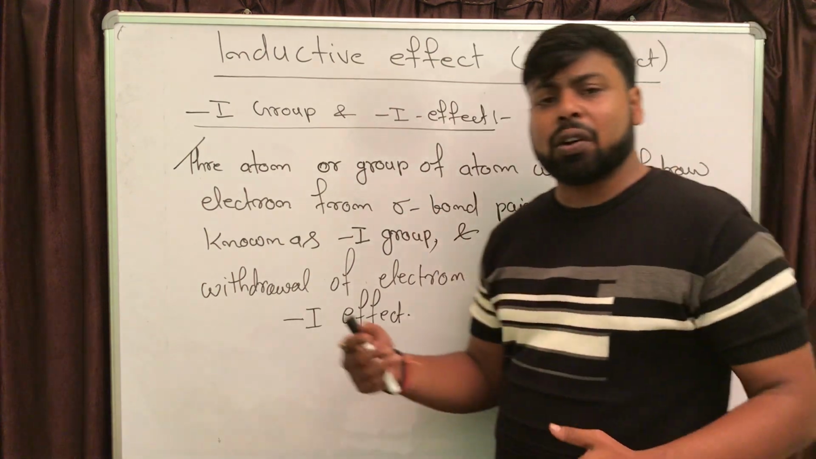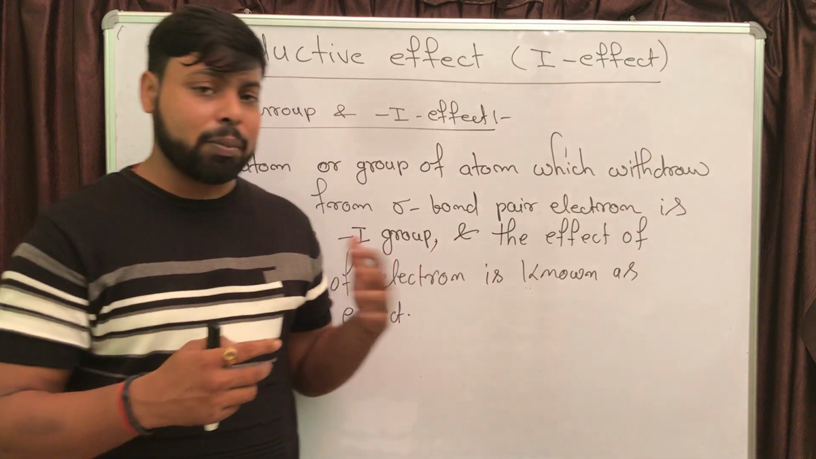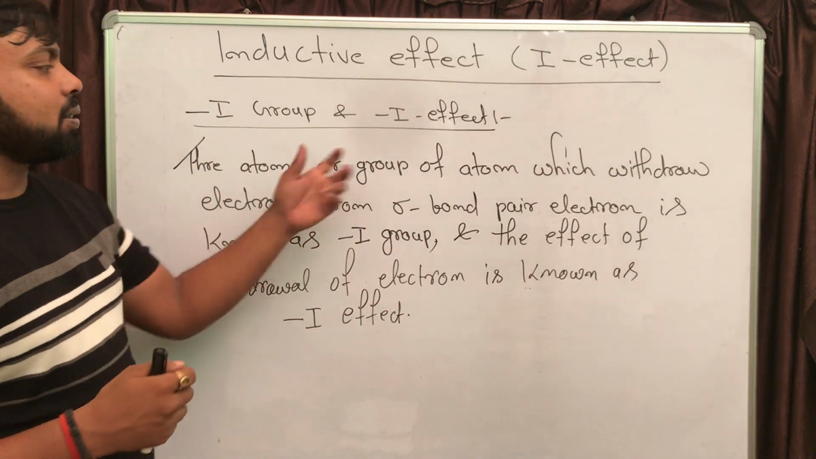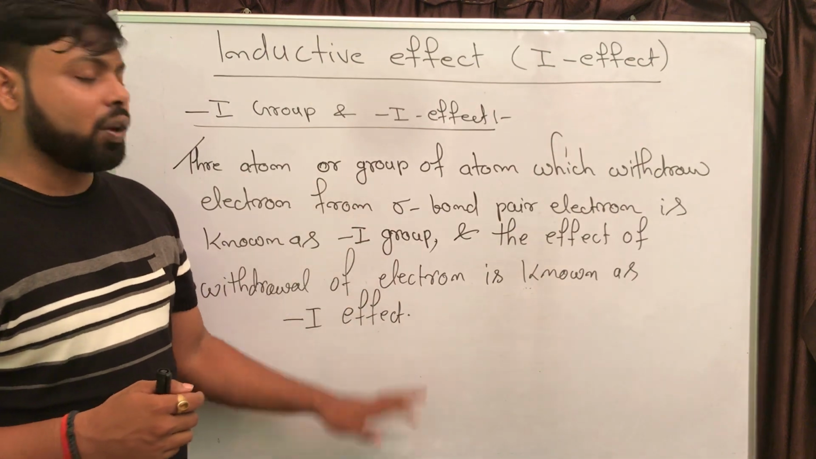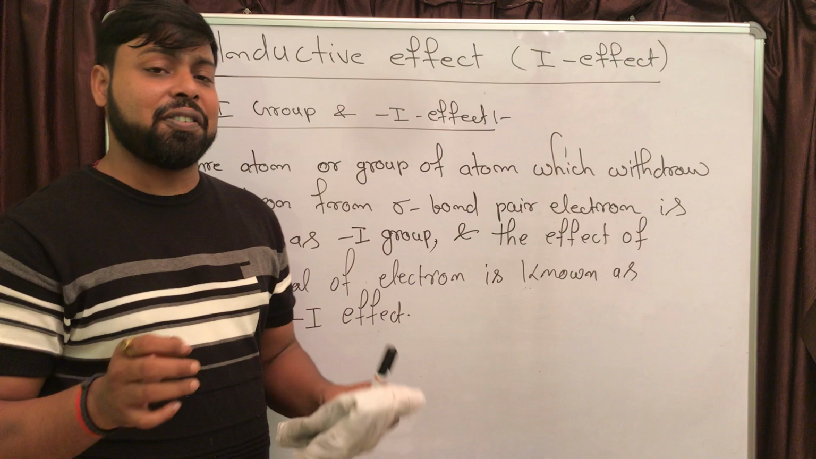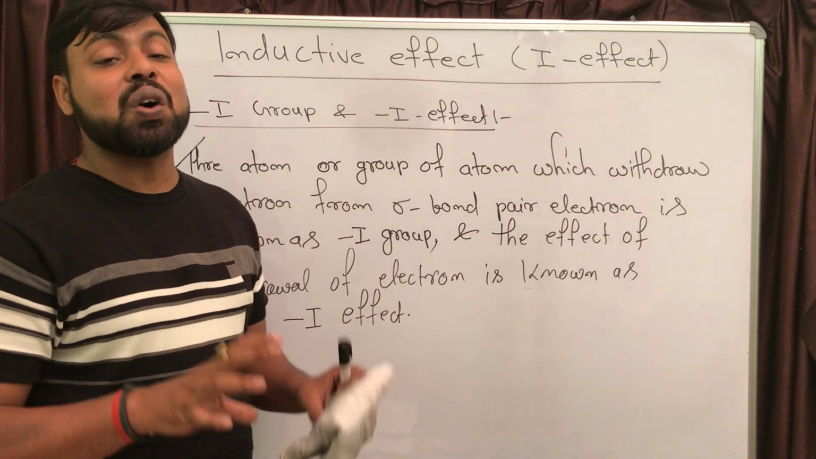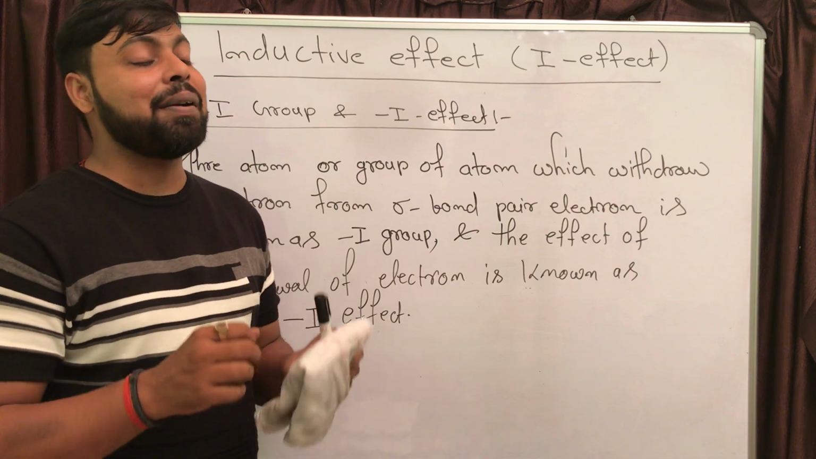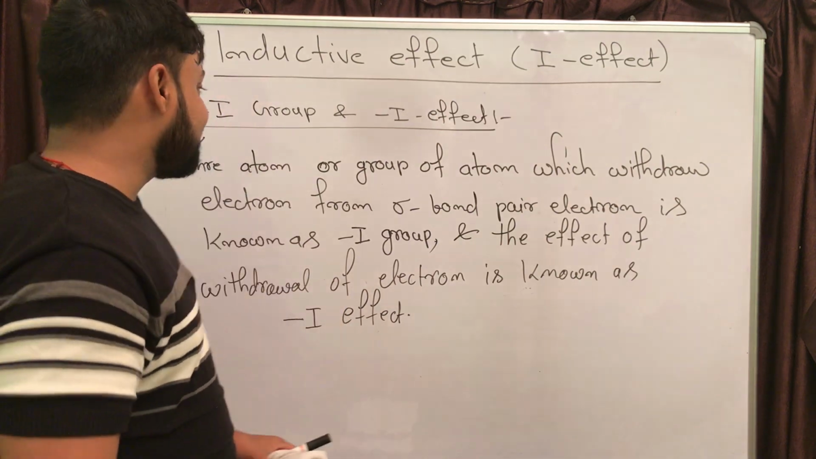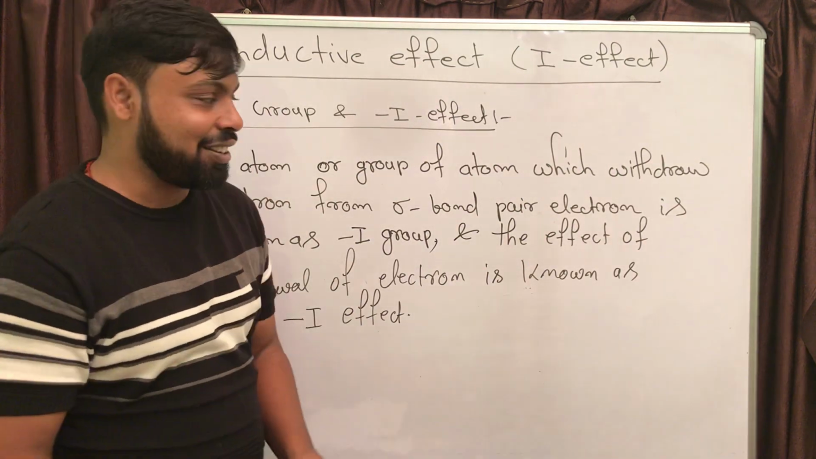And the effect of withdrawal of electrons, that is, redistribution of sigma bond pair electrons through the carbon chain, is known as the minus I effect. I hope you are clear with the definition. Very similar to the plus I effect, we also have a series of electron withdrawing power from the sigma bond pair electrons. That series is known as the minus I group series, right?